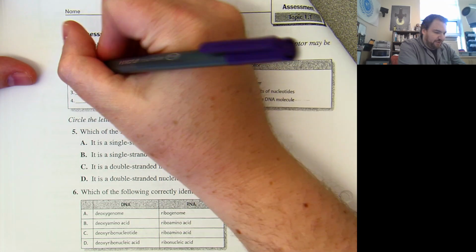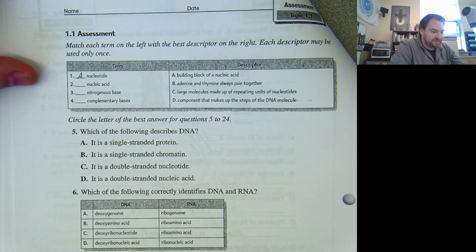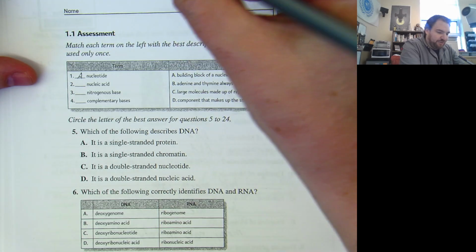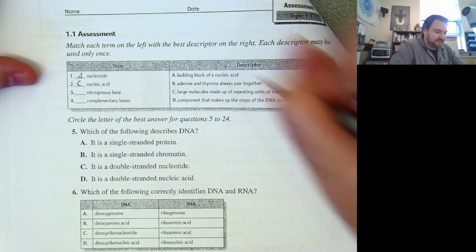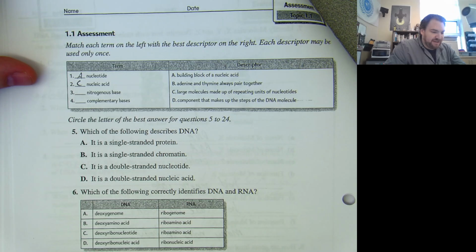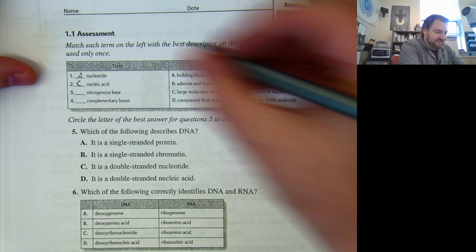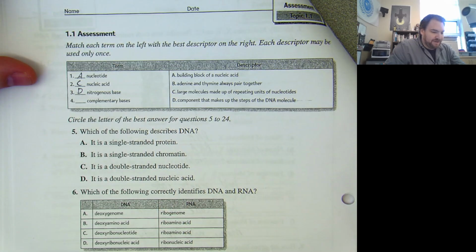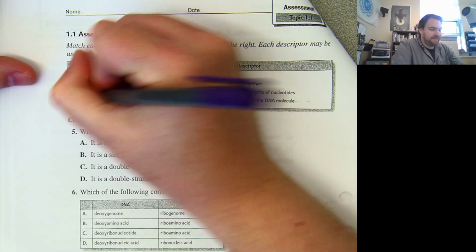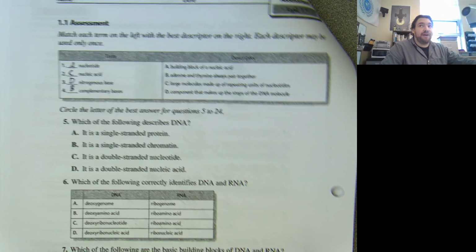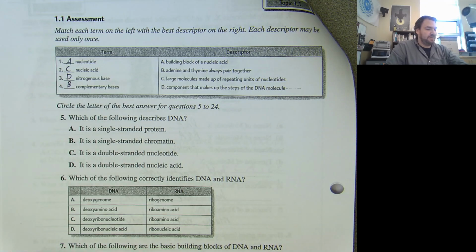Let's figure this out. A nucleotide is what letter? A, the building block of a protein. A nucleic acid is C, large molecules made up of repeating nucleotides. A nitrogenous base is which one? D, the component that makes the steps. And complementary bases means we have to have that B. Adenine and thymine, that is correct. Comments, questions, concerns? Okay, cool.